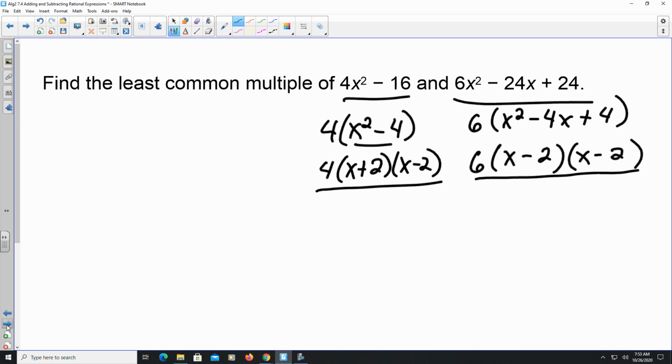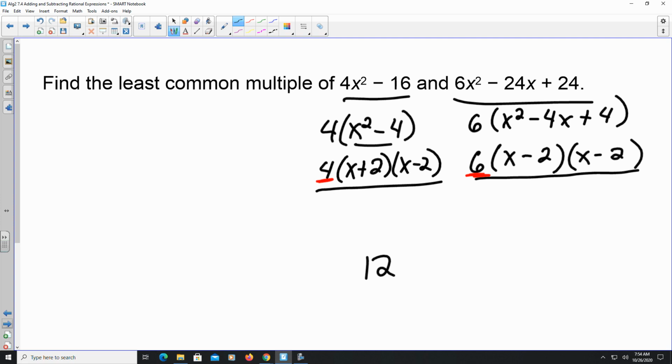So to find your least common multiple, what we're going to do first is take a look at these numerical values in the front. I got 4 and I got 6. So between those two values, if I were to pick a common multiple with 4 and 6, the least common one would be 12. So I'm going to write 12 right here. Okay, because 12 goes into 4 3 times, 12 goes into 6 twice, it works out.